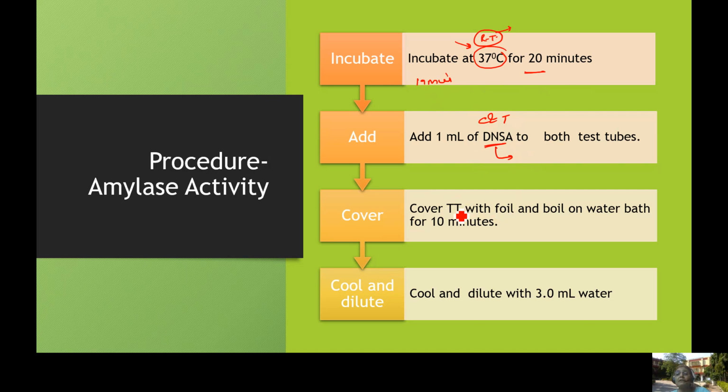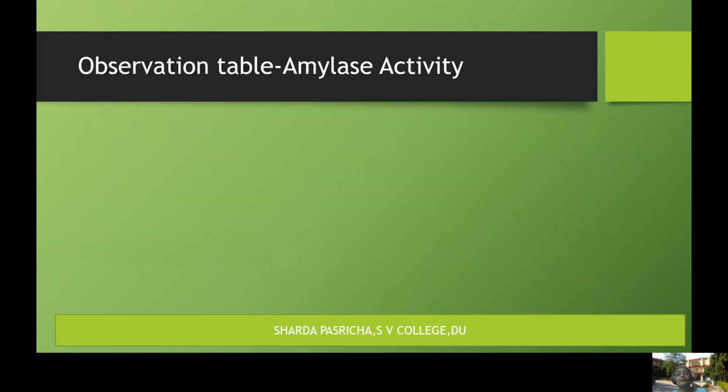So you have to cover both control and test with the foil and then boil on a water bath for 10 minutes. After the 10-minute boiling is done, cool, dilute with 3 ml water.